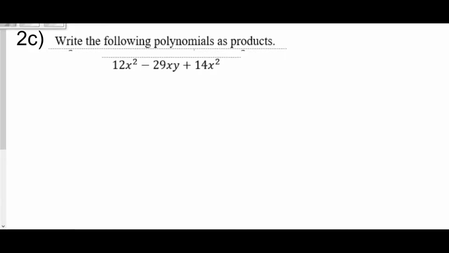Thinking back to that factoring flowchart I gave you, the next step in our flowchart is to count how many terms we have. And this polynomial has 1, 2, 3 terms. Our strategy for factoring a trinomial, or a polynomial with 3 terms, is to use the AC method. So you're going to take the first term and multiply it by the last term. When you do that, you get 168 x squared y squared. Now this was one of the questions in class I had you correct. That should be 14y squared, not 14x squared.